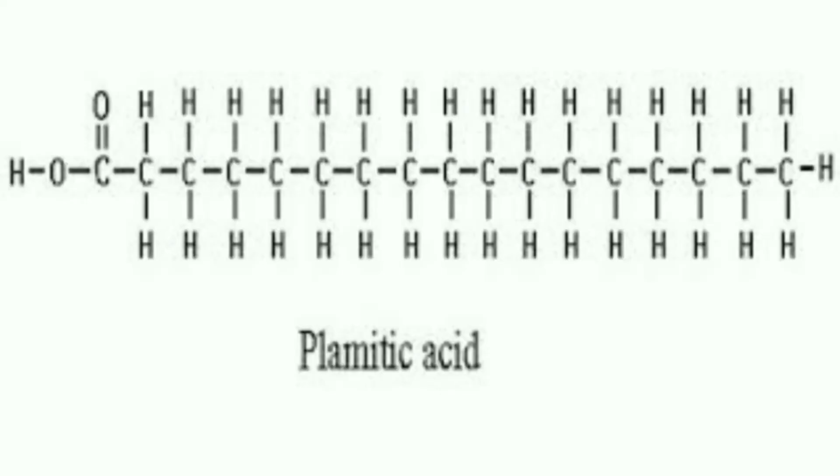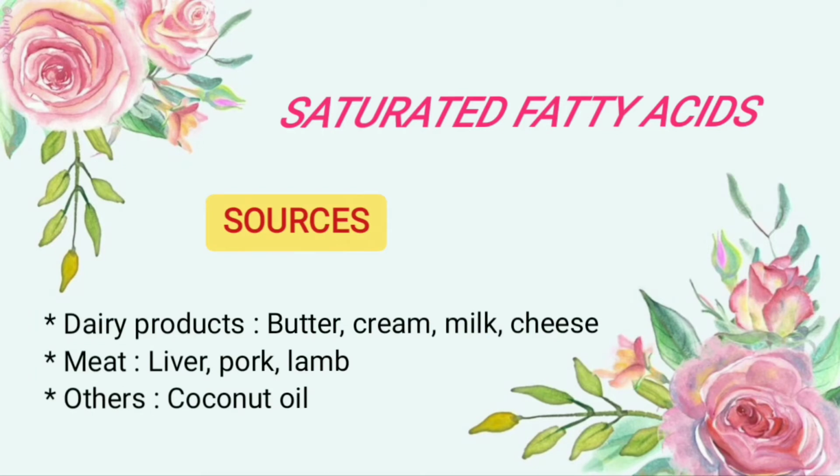Here I have given the structure of palmitic acid. You can clearly see the single bond that is existing between the carbon atoms of this fatty acid. Food sources of saturated fatty acids include dairy products such as butter, cream, milk, cheese. Meat such as liver, lamb, beef, pork, and other sources include coconut oil, palm oil, etc.